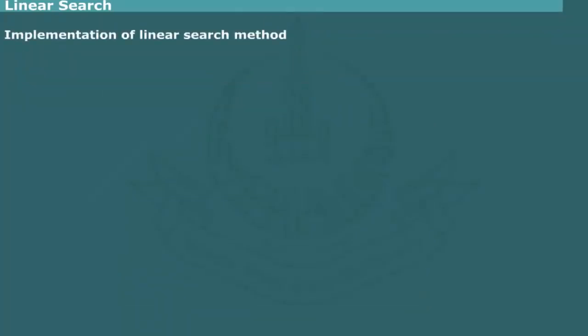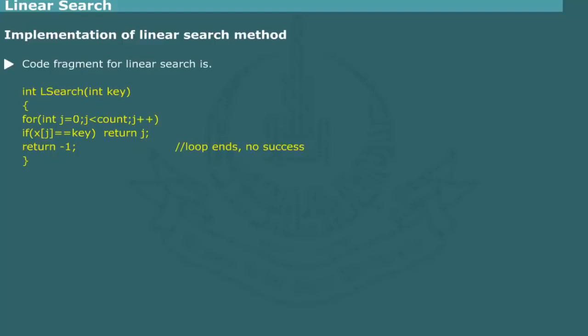Implementation of linear search method. The implementation of a linear search method is quite simple. The figure shows a listing of a code fragment. It is designed to search an array X of integers for a value held by the variable key. The array is scanned in a loop. If a match occurs, the index of the matching element is returned. If the loop terminates without success, -1 is returned. Please click the button to run the interactive program for linear search.